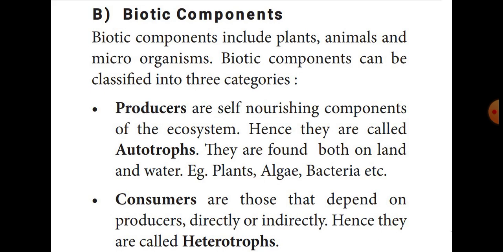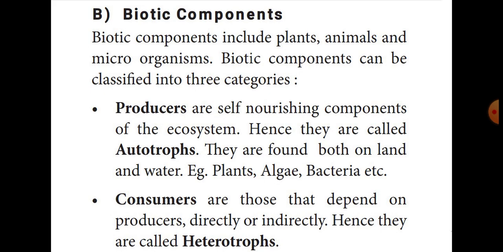These producers, that means autotrophs, can be found on both land and water. For example, plants, algae, bacteria, etc. Plants, you know. Algae, that is seaweed. Then bacteria. These are the best examples of producers.